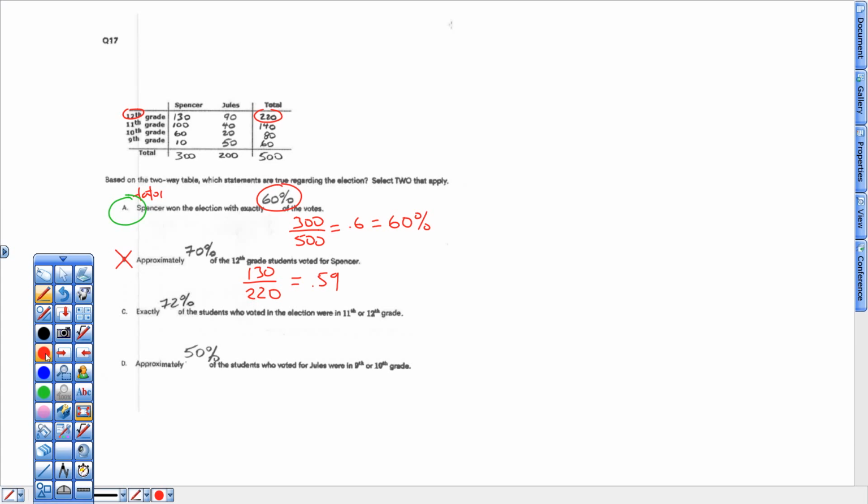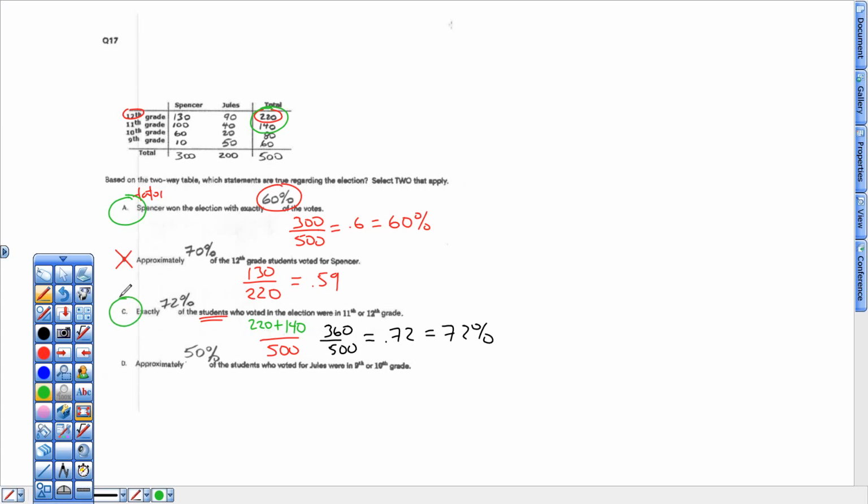Exactly 72% of the students, total students, so total students again is that 500 number, but we're in 11th or 12th grade. So this one's a little trickier. You need to add up these two numbers, the total of 12th and 11th graders that voted in the election was 220 plus 140. And if I add that up, I believe that gives me 360 over 500. And if I divide that out, that gives me 0.72, which is 72%. So that one is money.